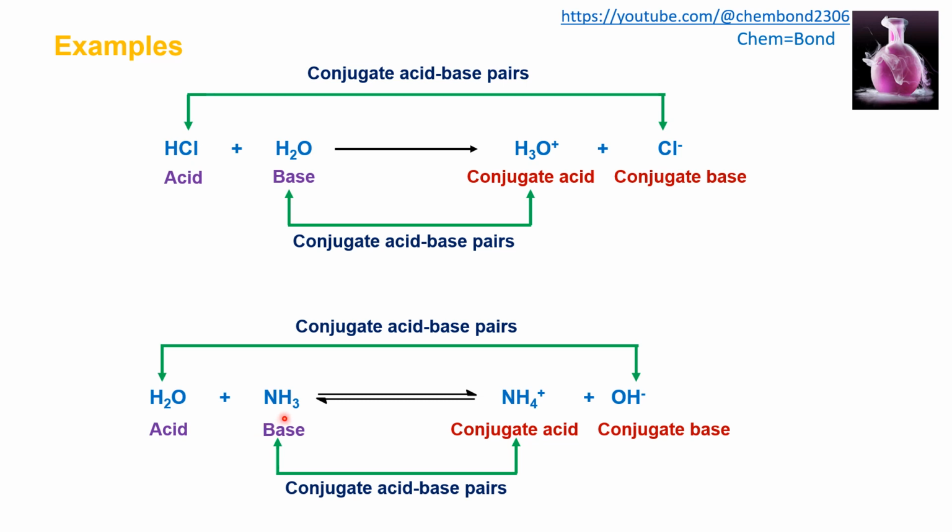Similarly, in the case of ammonia and water, water will act as an acid and its conjugate base is the hydroxide anion. Ammonia will be a base and its conjugate acid will be the ammonium ion. So water and hydroxide ion are the conjugate acid base pair, while ammonia and ammonium ion are the conjugate acid base pair.